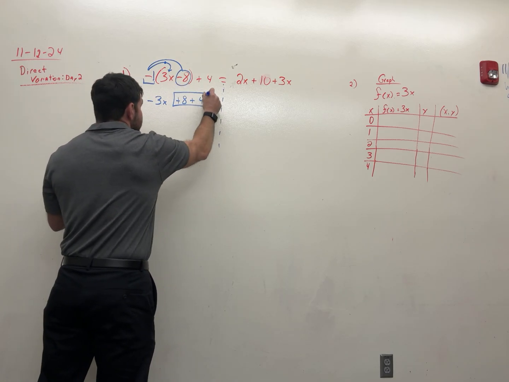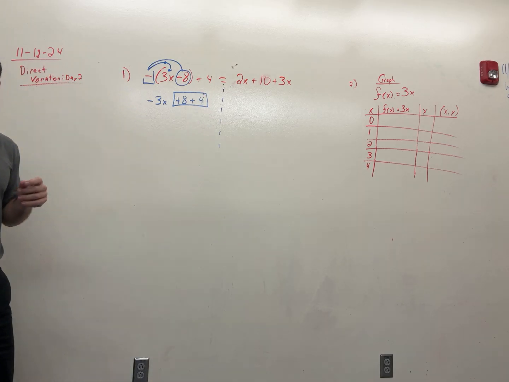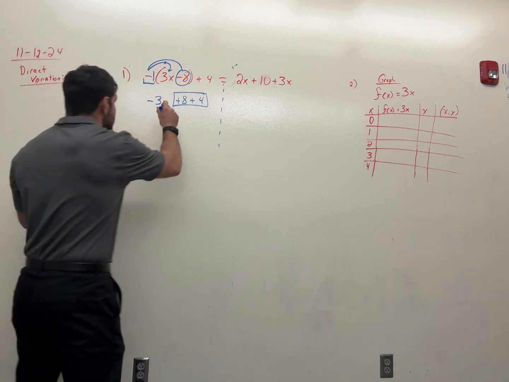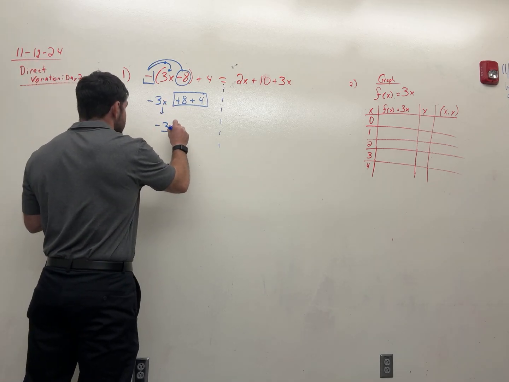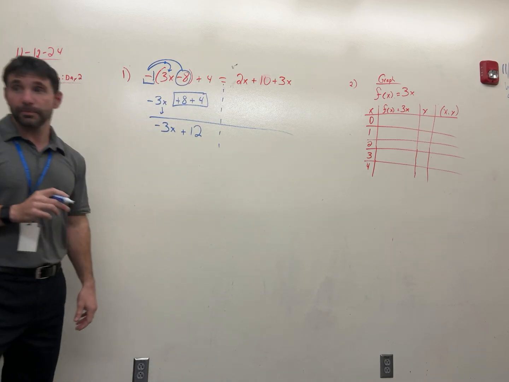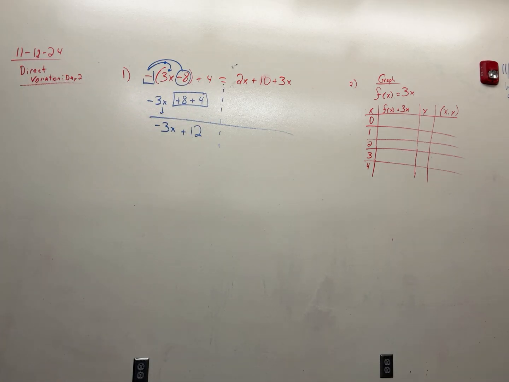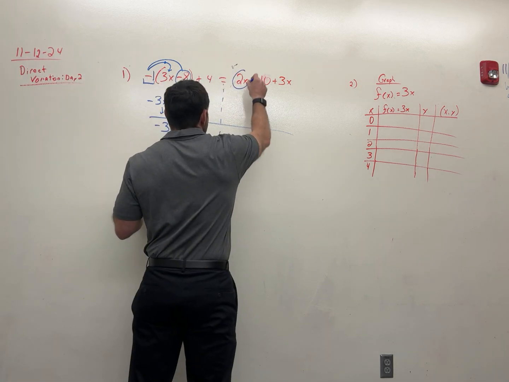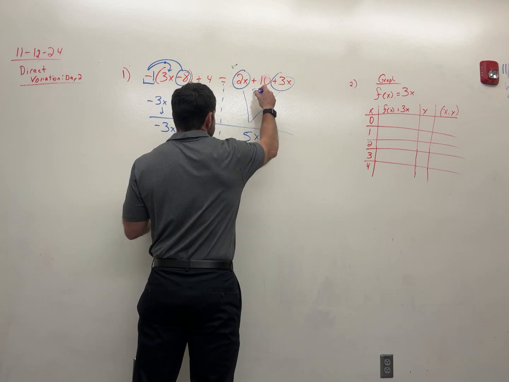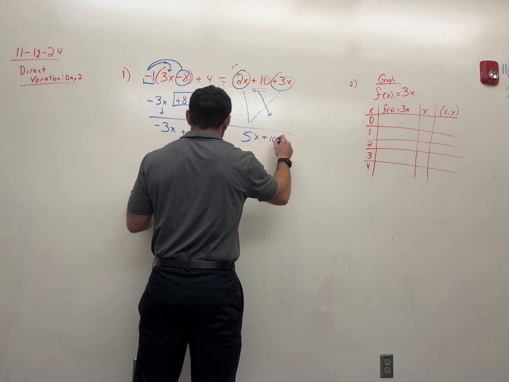Now I combine like terms on the same side. We only do inverse operations when they're on opposite sides. So negative 3x comes down, plus 12. Fair enough on that. Okay. Here we're just combining like terms. 2x's plus 3x's is 5x's plus 10.